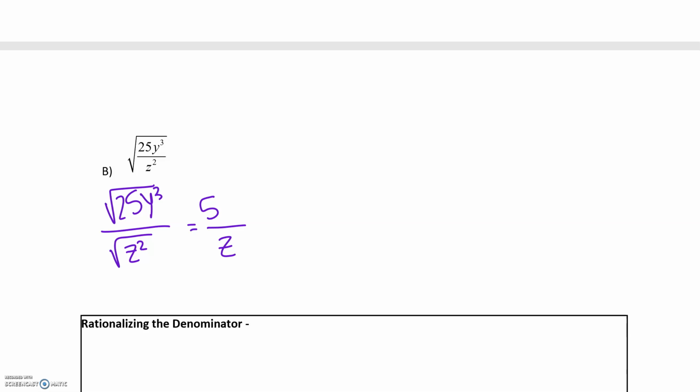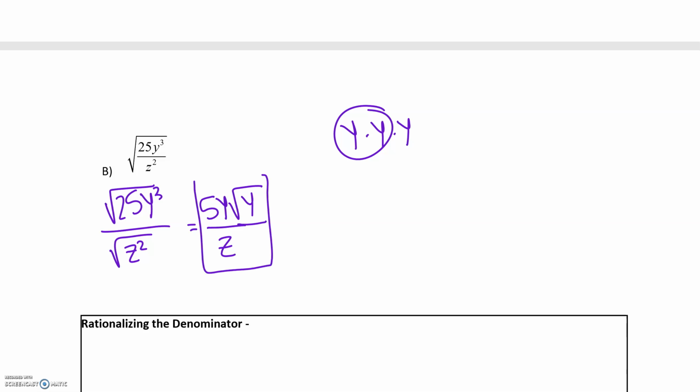And our square root of y cubed, if we have y times y times y, we have one pair of y's. So we're going to pull one y out and we're going to leave a y on the inside. So we should have 5y square root of y over z.